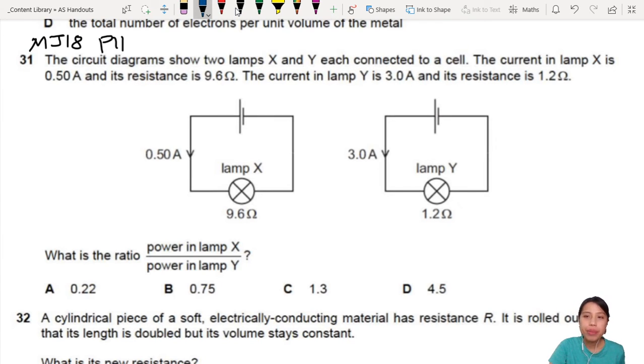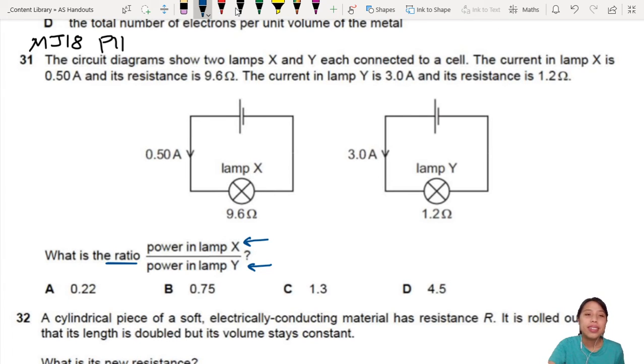Here you have two lamps, two circuits. Now we come to circuits already. This one, first one got a current, second one got a current. Okay, good to know. What is the ratio? They ask you ratio. So whenever they ask you to do a ratio related question, you find this one separately, you find this one separately, and then you divide both. That's the easiest way to do it.